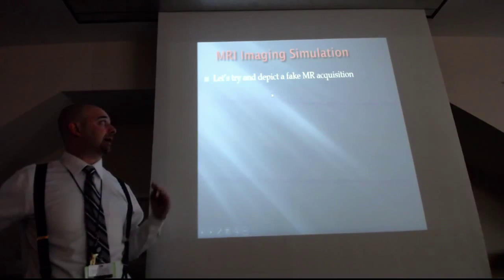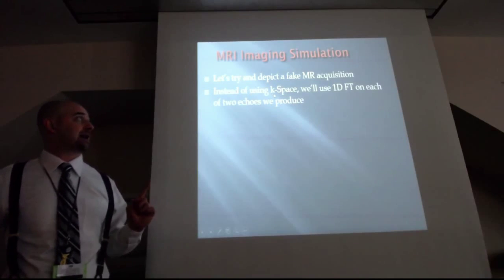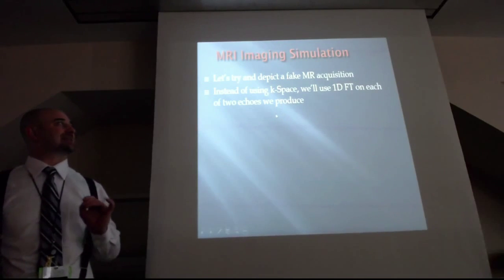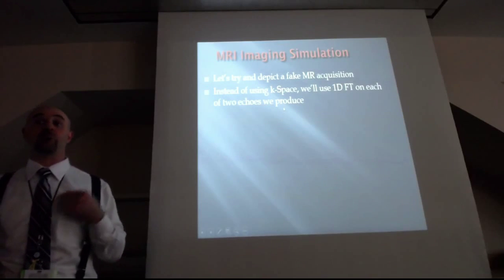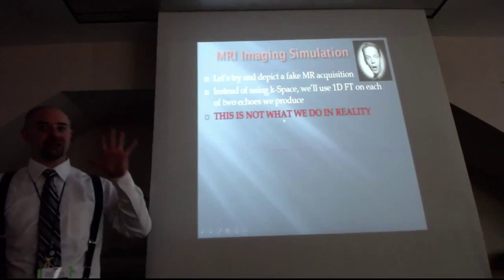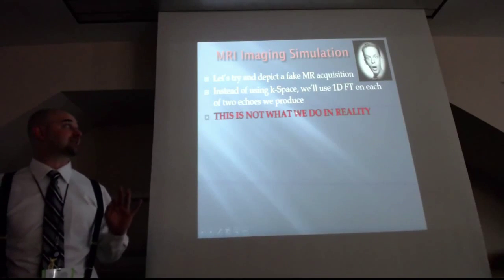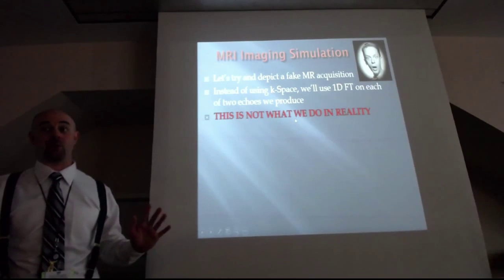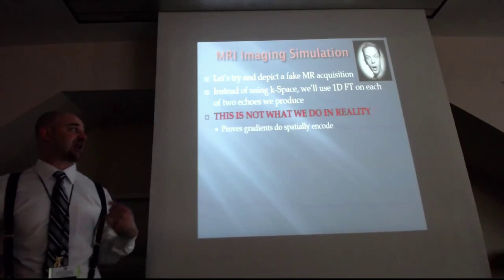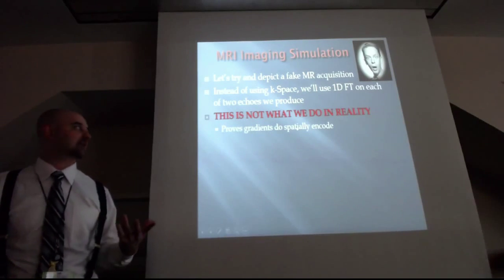Okay. All right. We're going to try and depict a fake MR acquisition. Now, instead of using k-space, I'm going to do something we don't actually do in reality just to prove to you that it works. So this is a real big caveat. This is not real. This is not how MRI works. It's just to prove to you that spatial localization can be achieved with gradients.